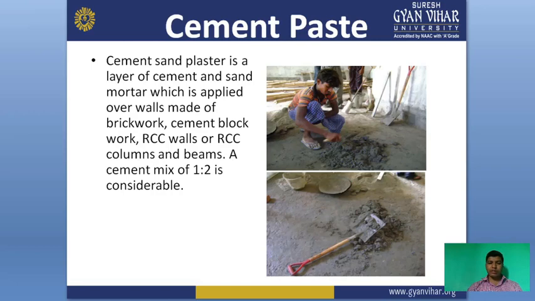Now we will discuss how plaster is made. The first material used for plastering is cement paste. Cement sand plaster is a layer of cement and sand mortar which is applied over walls made of brickwork, cement block work, or RCC walls, or RCC columns and beams. The proportion of 1:2 is considerable for the plastering process.